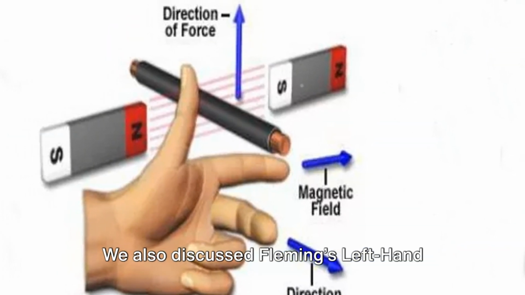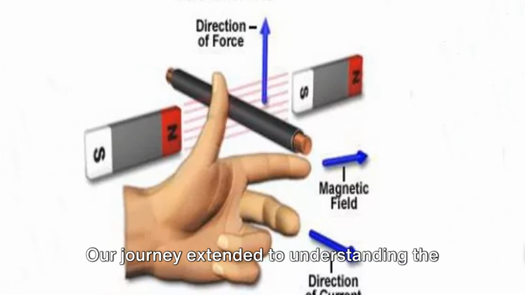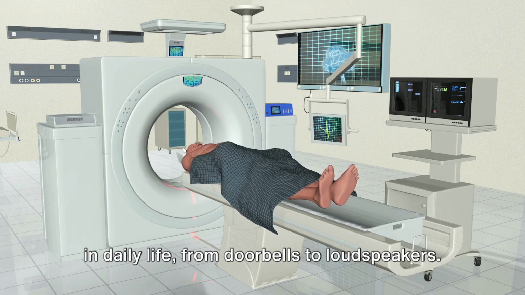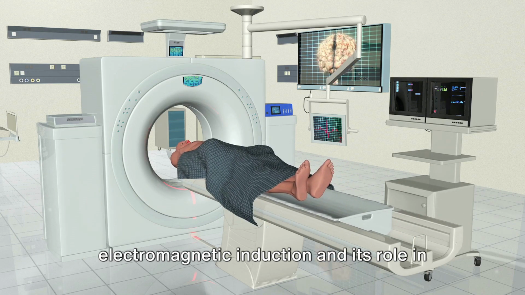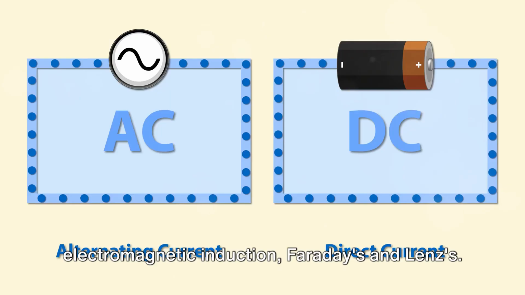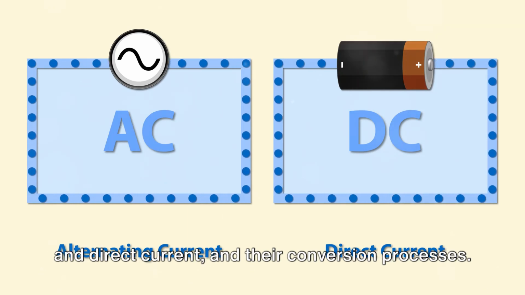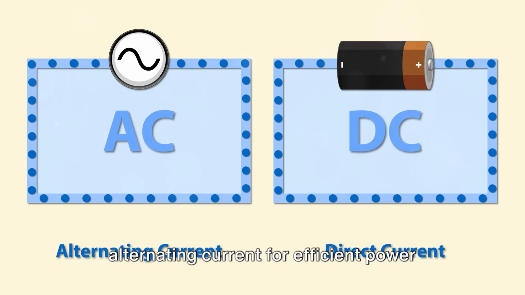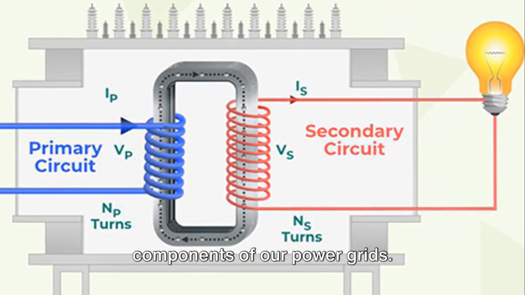We also discussed Fleming's left-hand rule, which determines the direction of force in a current-carrying conductor within a magnetic field. Our journey extended to understanding the practical applications of electromagnets in daily life, from doorbells to loudspeakers. We delved into the principle of electromagnetic induction and its role in the functioning of dynamos and generators, and comprehended the laws of electromagnetic induction, Faraday's and Lenz's. We also distinguished between alternating and direct current and their conversion processes. We acknowledged the benefits of alternating current for efficient power transmission, and concluded our journey with a look at transformers, the key components of our power grids.